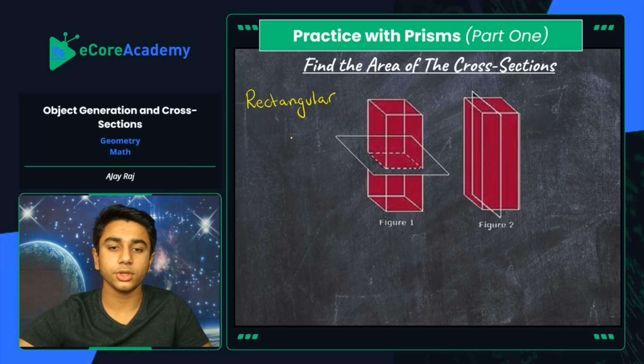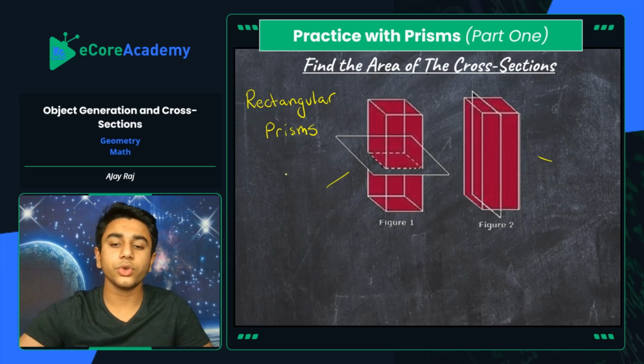Rectangular prisms, and of course this is a representation of a three-dimensional rectangle essentially. So we're given two different cross section scenarios. This is our first cross section and this is our second cross section. The first thing that I always recommend doing is, we have these giant planes that are intersecting like this.